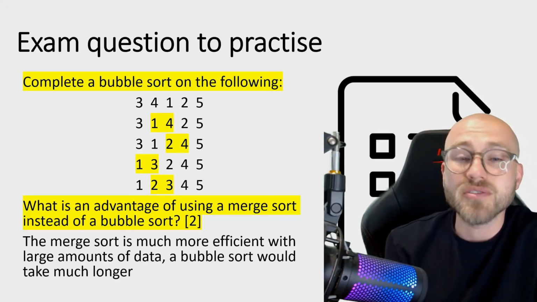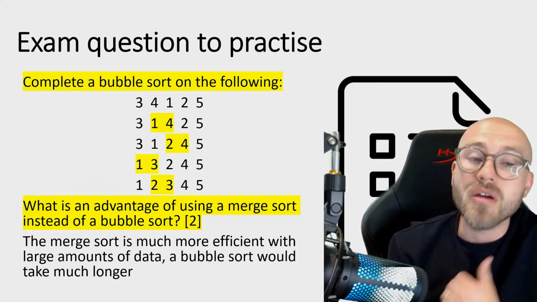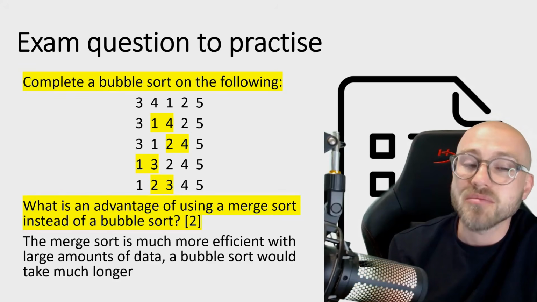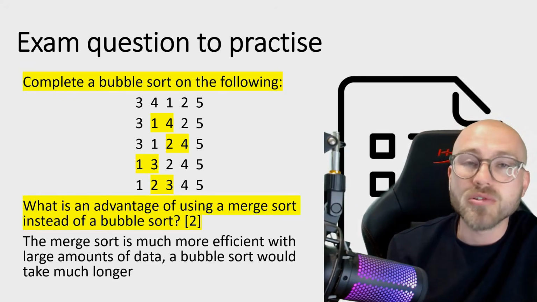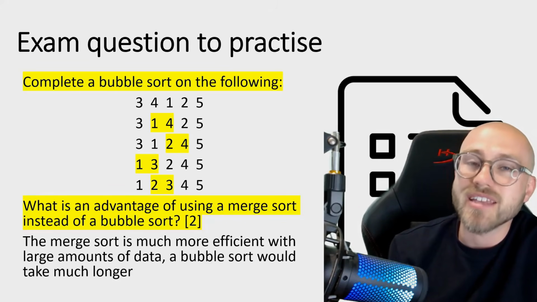So for an advantage of using a merge sort instead of a bubble sort, the merge sort is much more efficient with large amounts of data. That'll get you 1 mark. A bubble sort will take much longer. That will get you your 2nd mark.